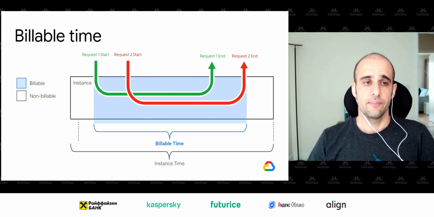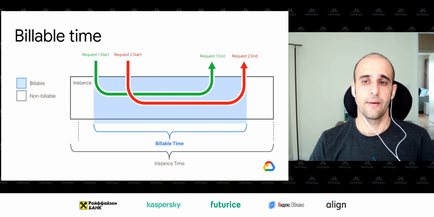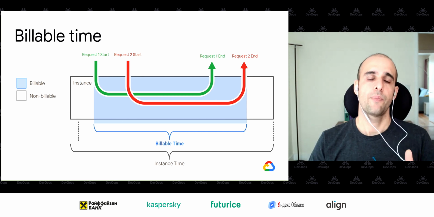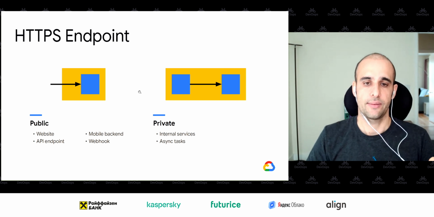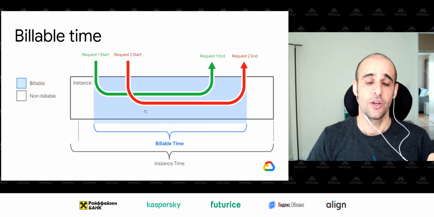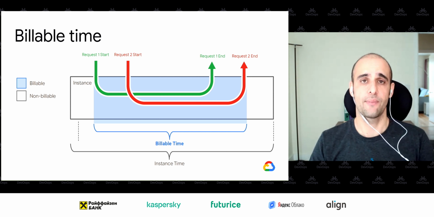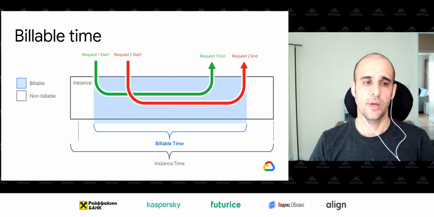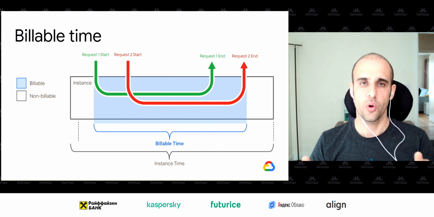The other good thing about Cloud Run is its billing. In Cloud Run, you don't pay for the whole time the instance is running. You only pay for the request time. So for example, in this case, you can see that our container instance is running for a while, but then you have two requests coming in, request 1 and request 2. You only pay for the beginning of request 1 and the end of request 2. So your container might be running longer, but that's not what you pay for. You only pay for the request time.